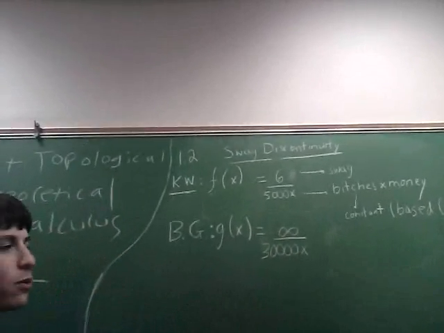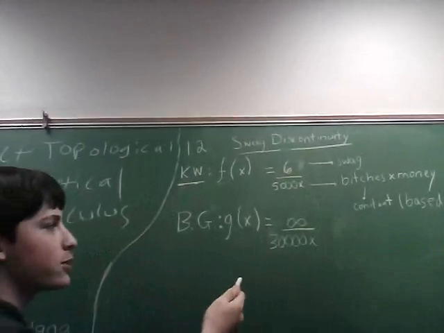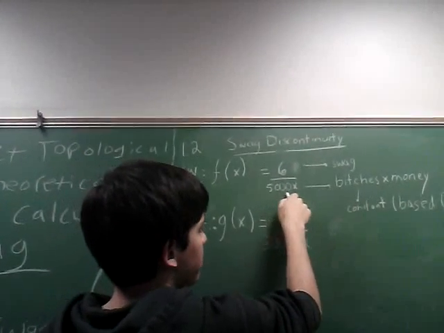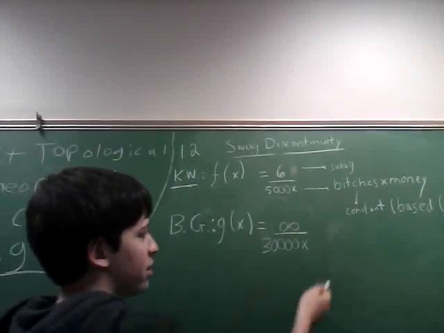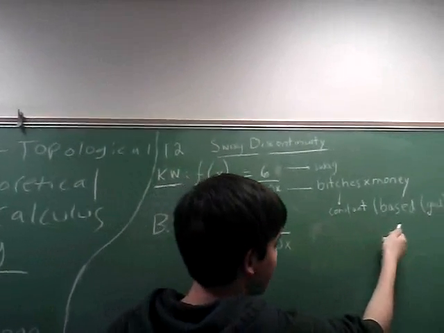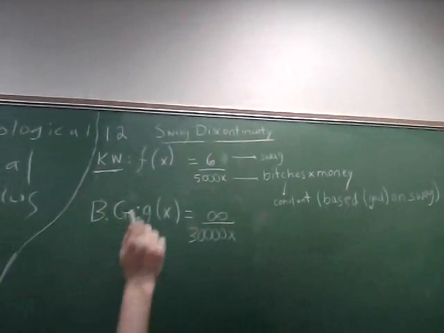And just to demonstrate what that means, the 6 is his swag, as we already know. 6 is Kanye West's swag. 5,000 is a constant in this case. We're just going to keep it constant, probably bitches per week. It's a constant based on swag, so it'll vary between people. And x is money.